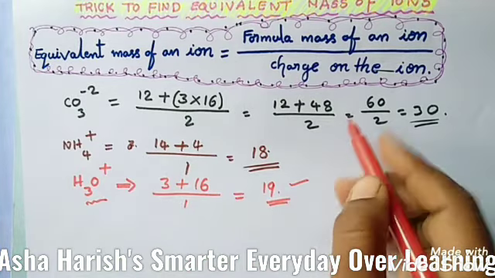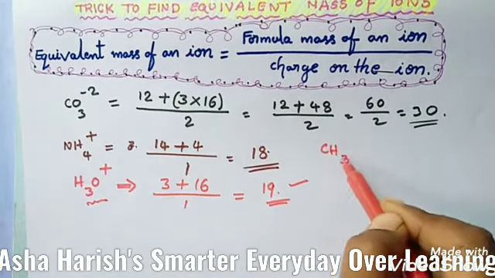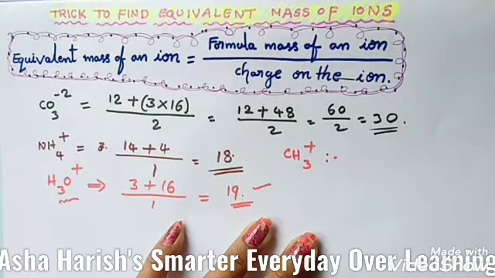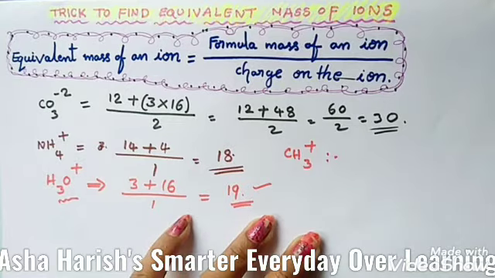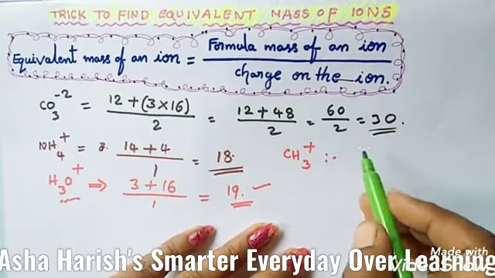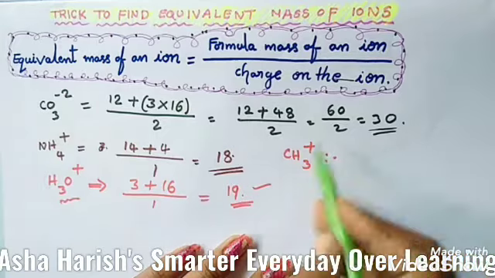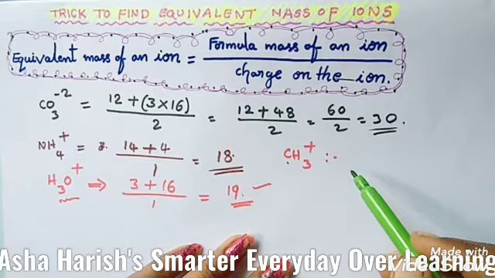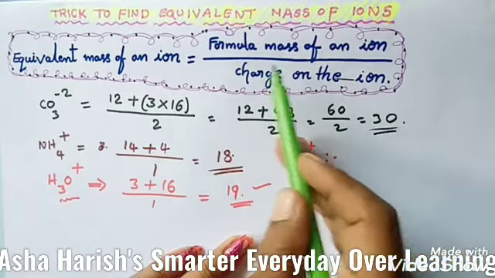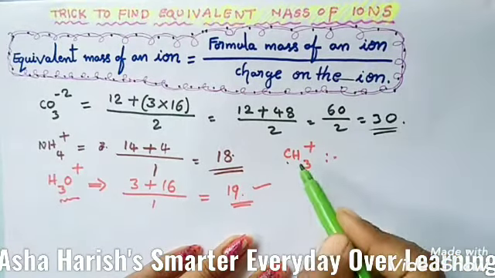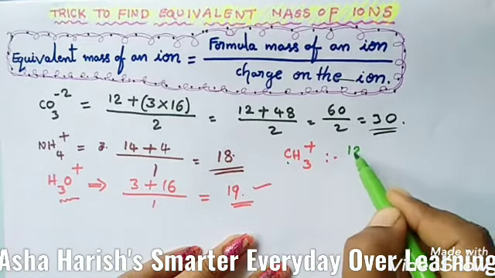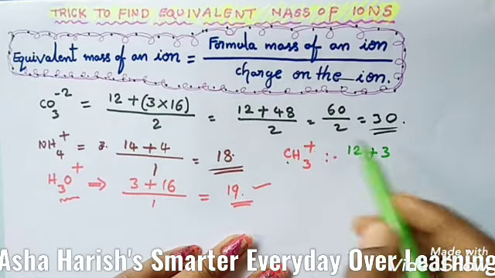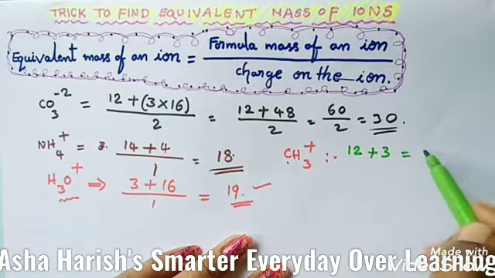Let us see the next example. The equivalent mass of the CH3 plus ion. The name of this cation is carbocation, CH3 plus. Here the central atom is carbon. If you apply this formula to find the equivalent mass of this entire ion, the formula mass of the ion: the carbon atomic mass is 12, plus there are 3 hydrogen atoms. The charge is only 1. So 15 is the equivalent mass of this ion.